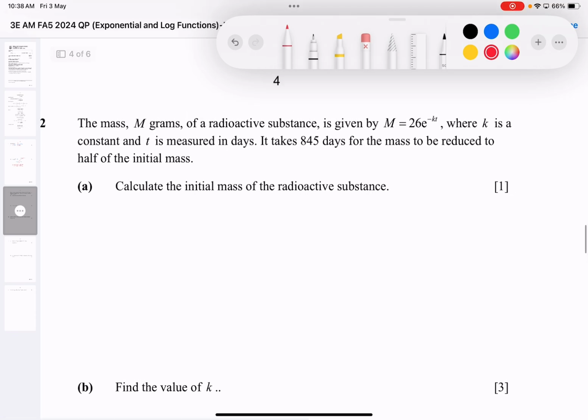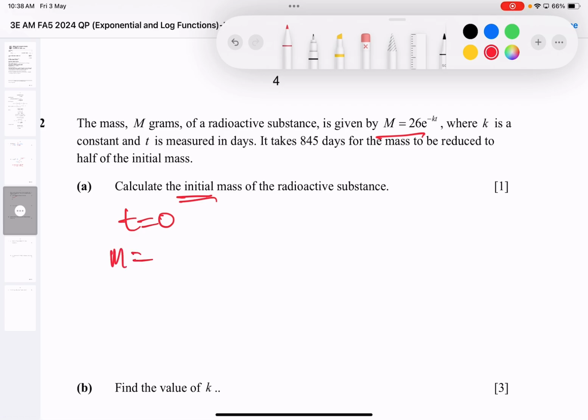Question number 2. The mass m grams of a radioactive substance is given by this formula: m equals 26 e to the power of negative kt, where k is a constant and t is measured in days. It takes 845 days for the mass to be reduced to half the initial mass. The first one, calculate the initial mass of the radioactive substance. When I use the word initial, what is the time? 0. Yes, good.